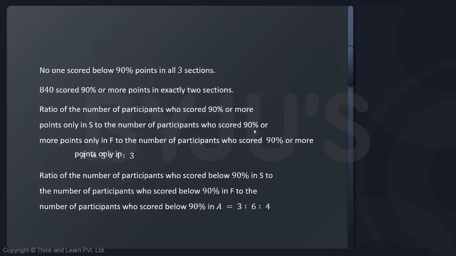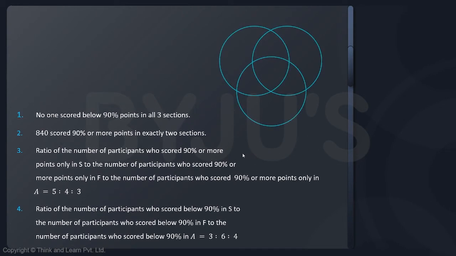So what I have done, I have made a small Venn diagram here to solve it and to explain it to you. Let us say this circle represents the section strength, S. This is for F and this is for A, that is agility, right? Now, no one scored below 90% in all three sections. So the outside area is 0. That means all the people inside the three circles add up to 1200, because it was already given that 1200 people have scored more than 95% overall.